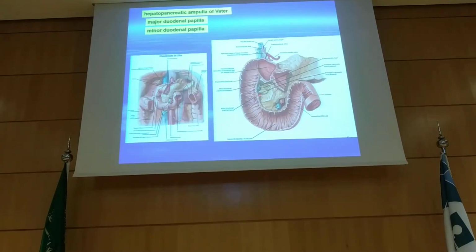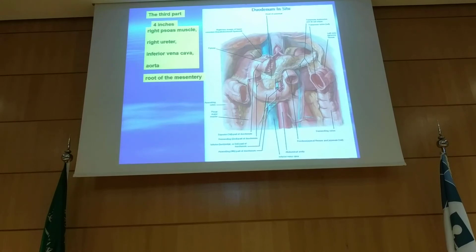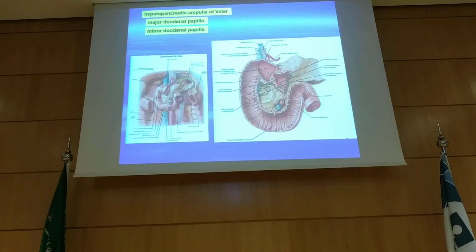Yes, we have the ampulla of Vater, if you still remember, which is basically a duct that combines the pancreatic duct with the common bile duct, and it opens in the second part of the duodenum, pushing the mucosa, creating what we call the major duodenal papilla. And if we were to have an accessory pancreatic duct, it will be 1 inch above, that is the minor duodenal papilla.